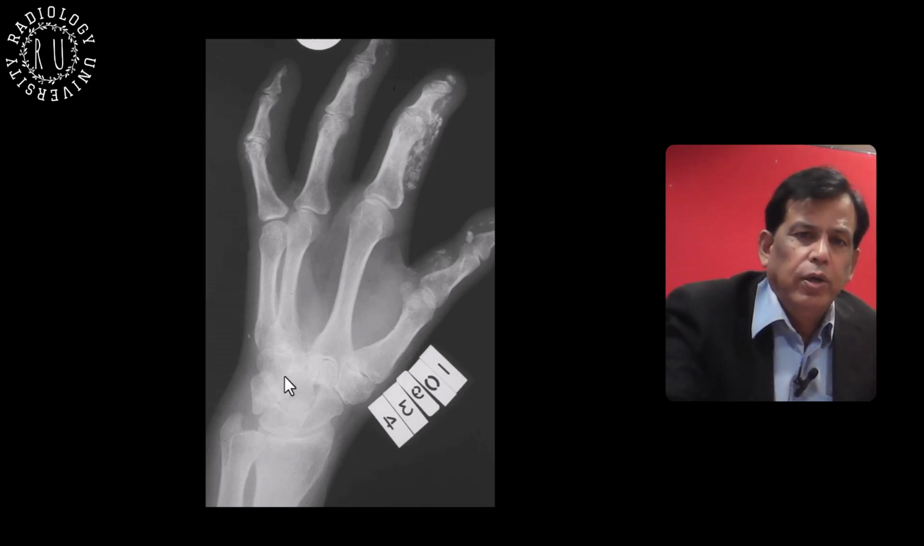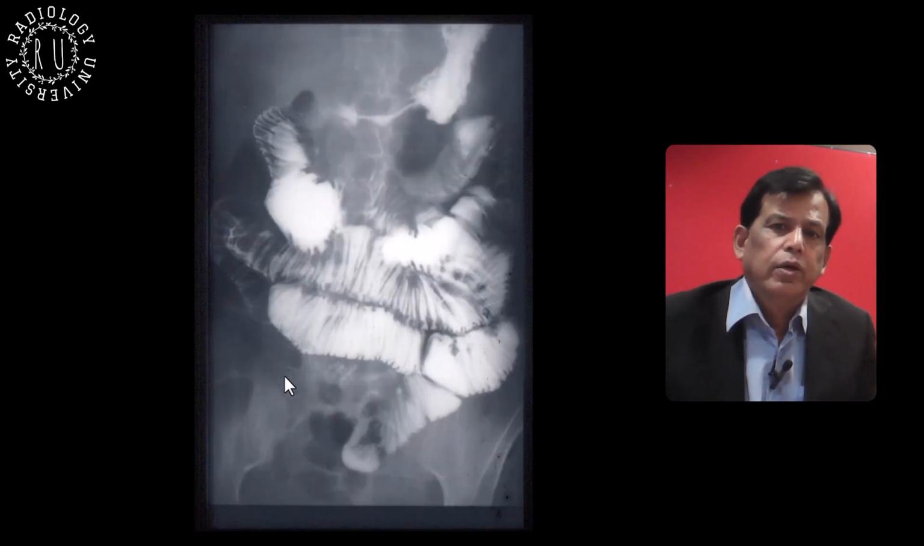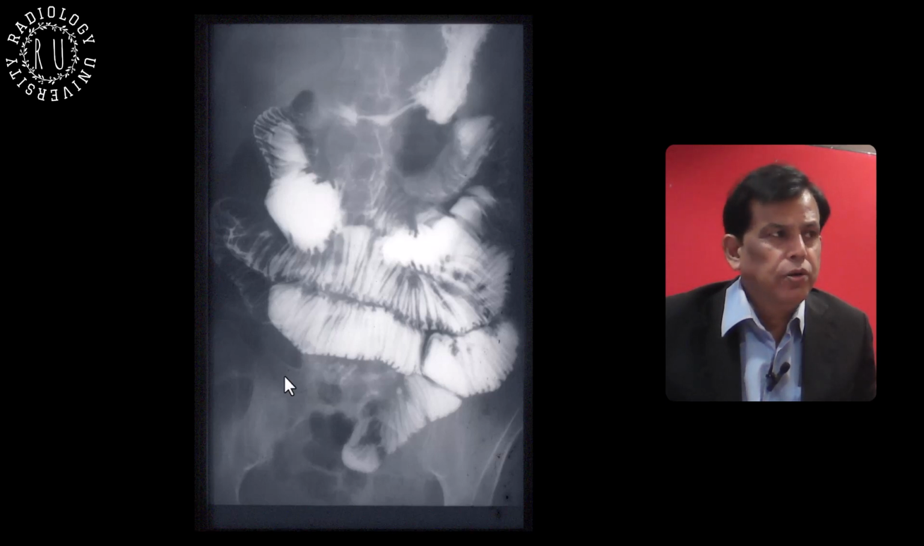Okay, so we do have a barium study. I think it's for the same patient. So this is the barium meal. What is barium meal, or barium meal follow through? Okay, good. So barium meal follow through. Do you see, do we do this any more nowadays?